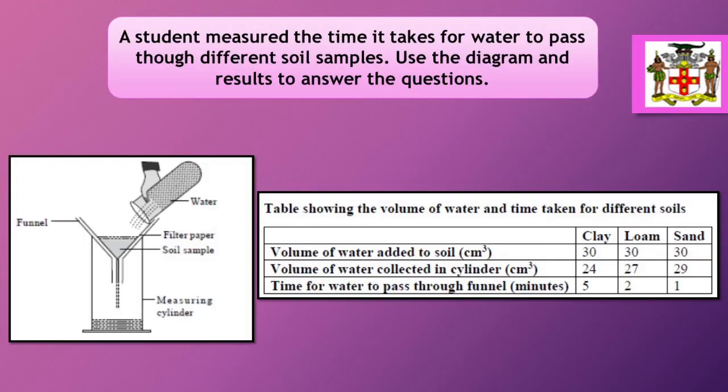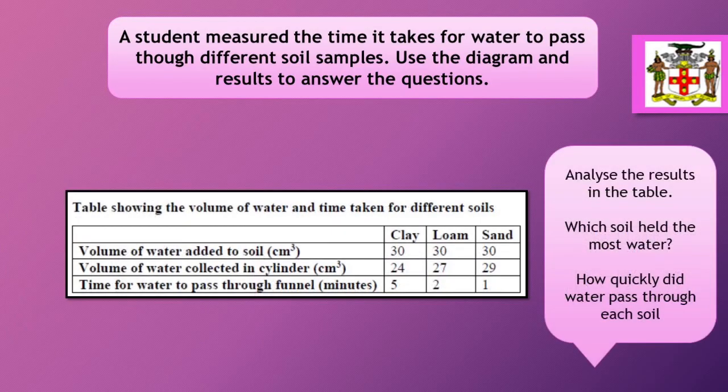So let's see what question we're asked about this experiment. So again, we're always expected to look closely at the data, analyze the results, and from that we could determine which soil held the most water, for instance. Can you find out that information? Or how quickly did it pass through the different soils? Do you see that? Right. So all of that information is provided in the table. So let us see what we're asked to do for this particular question.